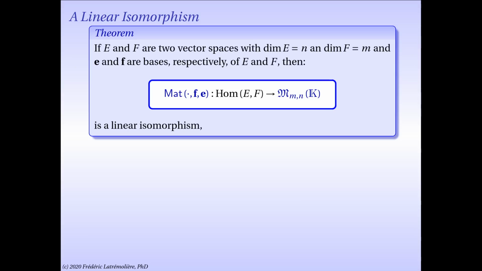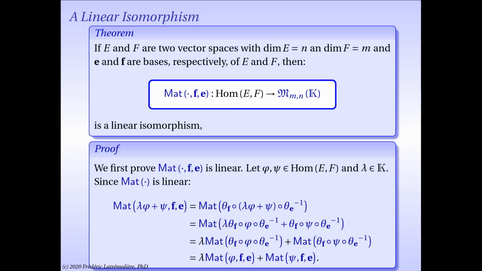If E is a vector space of dimension n, and if F is a vector space of dimension m, and if bold E is an ordered basis for E, while bold F is an ordered basis for F, then the map, which sends a linear map from E to F, to its matrix in the ordered basis bold F and bold E, is a linear isomorphism.